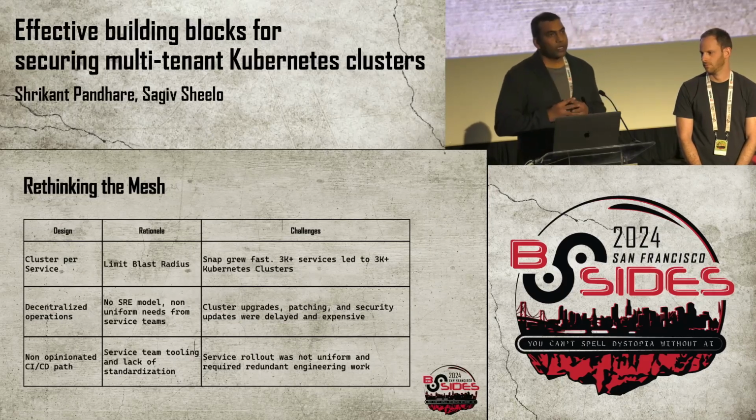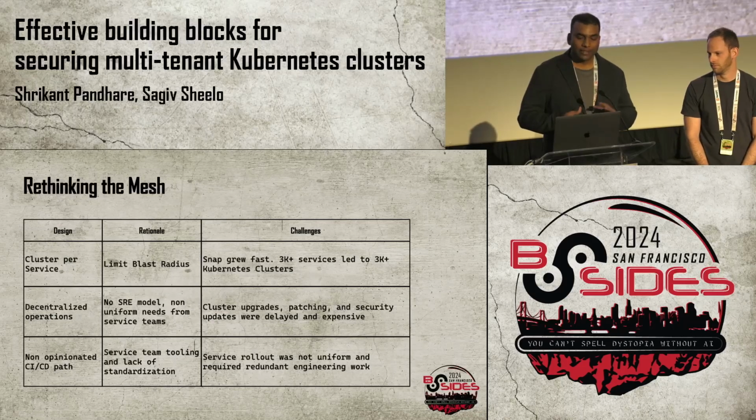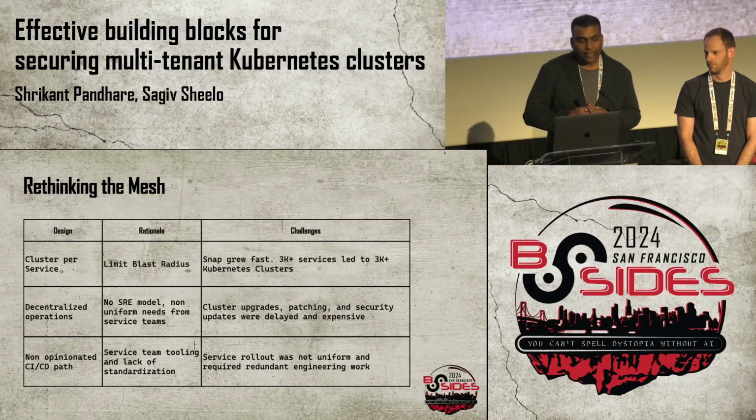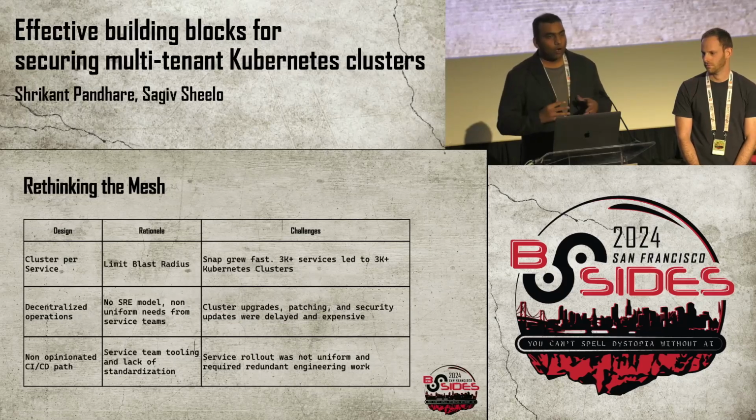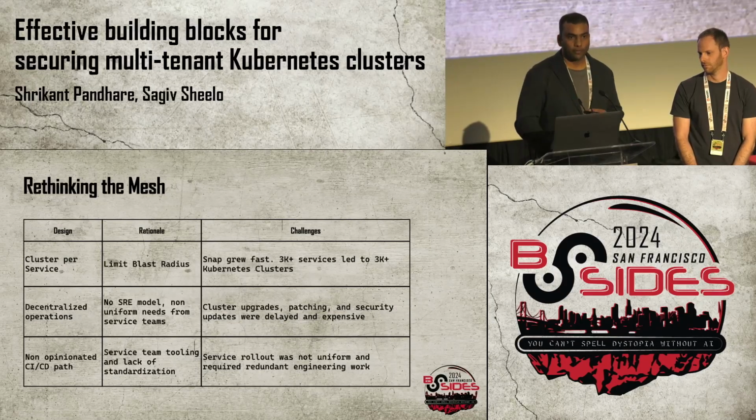Our path to production story was not strong. We were not able to enforce golden path CI/CD. This made service rollout to our mesh challenging. It was error prone and needed redundant engineering work. So all of these challenges basically made us rethink our mesh platform.